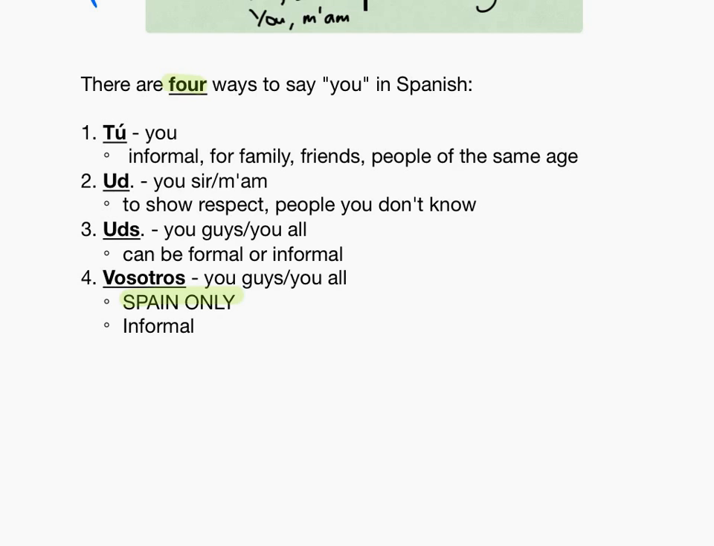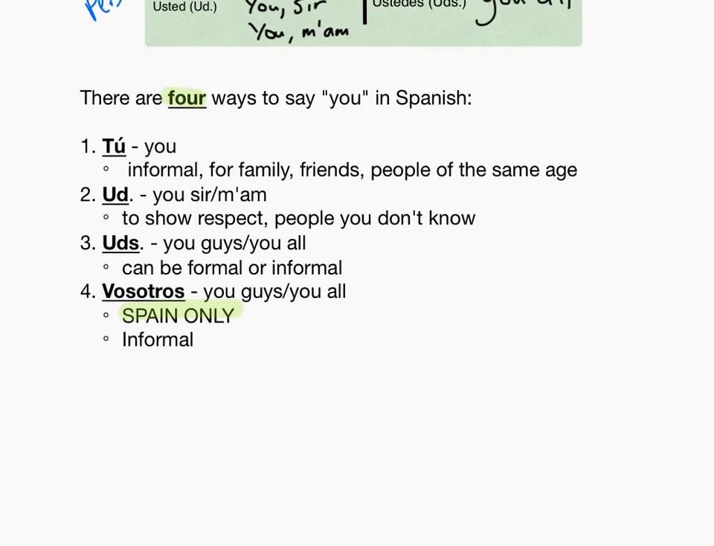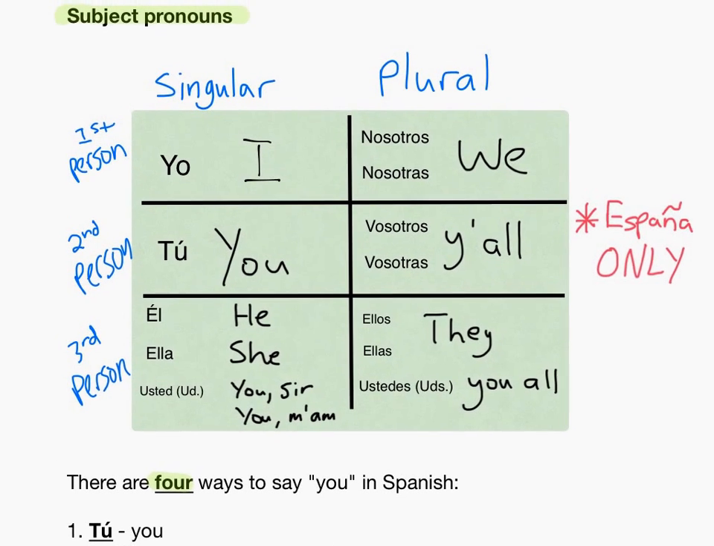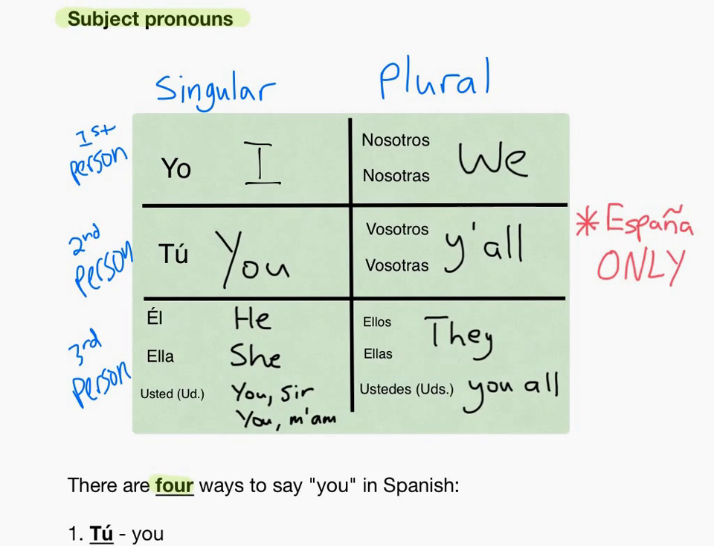Vosotros is Spain only. Okay, so those are the subject pronouns, and like I said, you're going to have to get very familiar with this chart and how it looks, because it's going to become very common, and you really, really have to know what the subject pronouns mean.